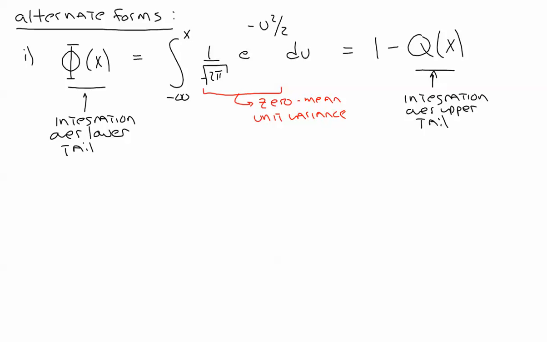And since all Gaussian probability density functions, regardless of mean and variance, have area of 1, this has unit area. Even though it is a zero mean, unit variance Gaussian PDF, it still has unit area. For that reason, the integral over the lower tail has to equal 1 minus the integral over the upper tail. It's just that simple.